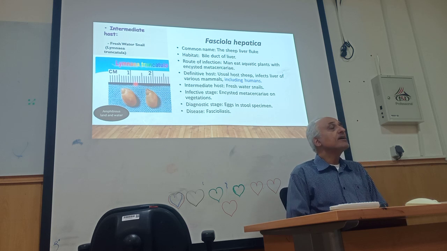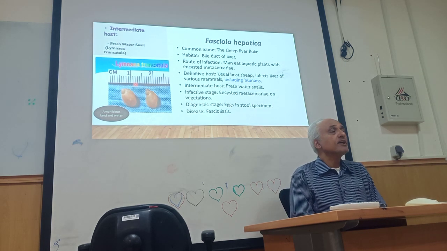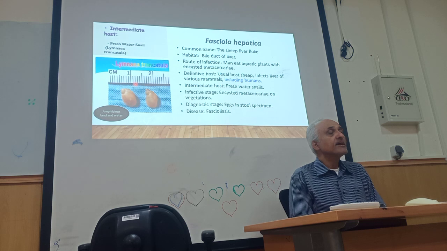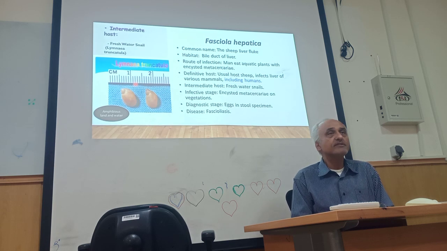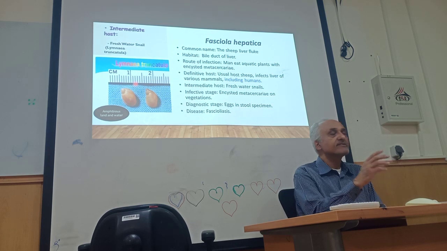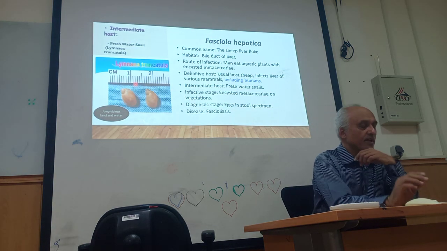Here you can see the definitive host, the usual host, sheep. I mentioned the usual host, and the habitat is the bile duct, and the diagnostic stage is the egg in a stool specimen. You can also see the intermediate host here, Lymnaea truncatula. The size is less than 1 centimeter, like this.